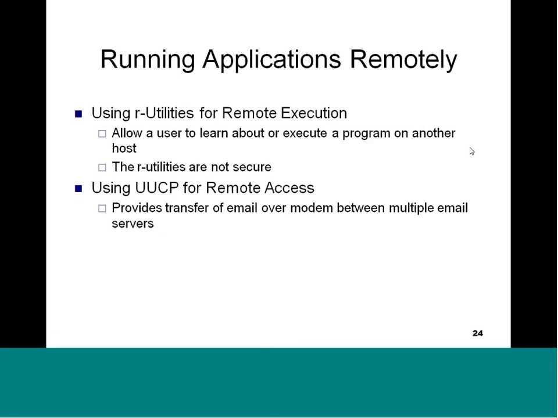For remote execution, there are R utilities available. What are R utilities? We will see in the next slide. But essentially things like copying or going to a directory. These R utilities are much more helpful to connect to a remote machine and then perform these operations. And then UUCP is essentially transferring emails over modem between two mail servers.